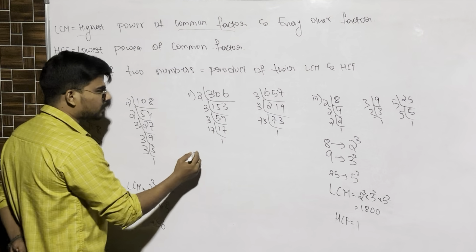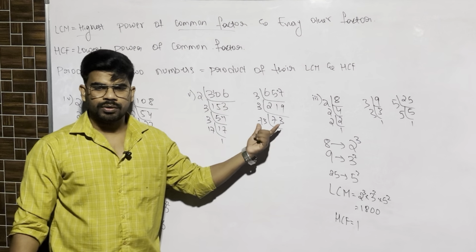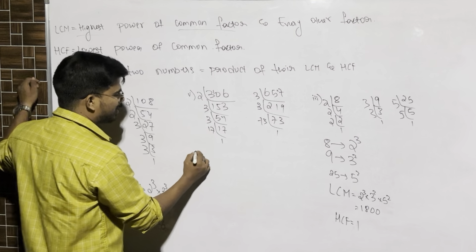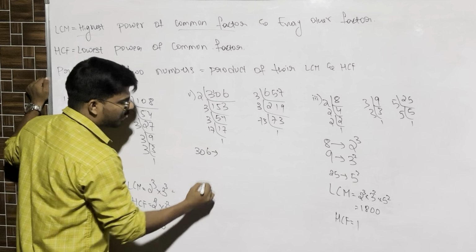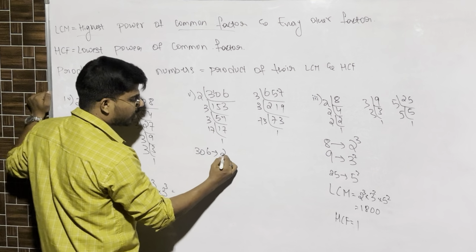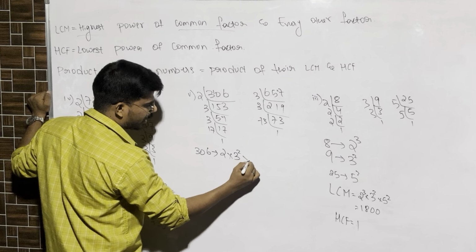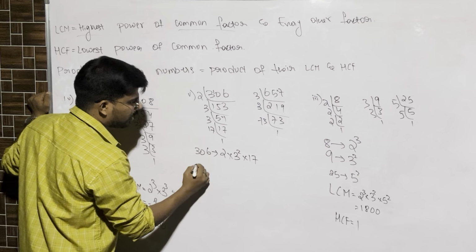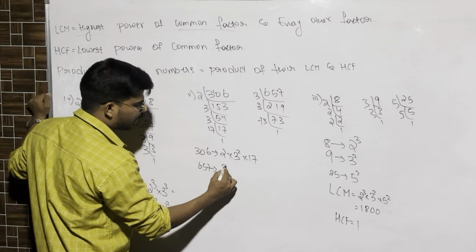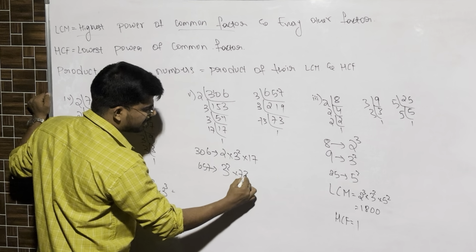Sir, how can we get to know whether a number is prime or not? Practice it more. You will get to know. There is no other option to that. Now, 306 can be written as 2 into 3 square into 17. 657 is 3 square into 73.